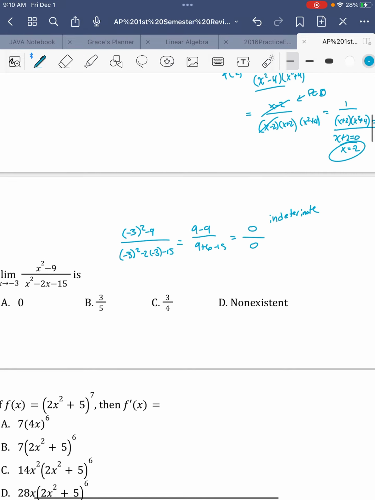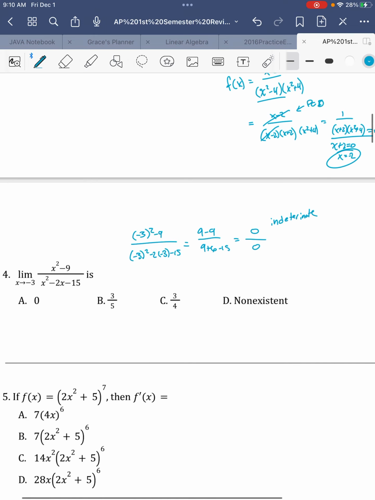indeterminate form. I don't think I spelled that right, but we're going with it. Okay, indeterminate form. Yeah, that's definitely not how you spell indeterminate. Whatever. So that's indeterminate form, which does not mean non-existent. It does not mean that the limit does not exist. It means that we have to do other math first.